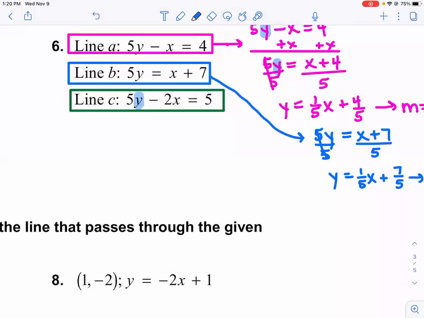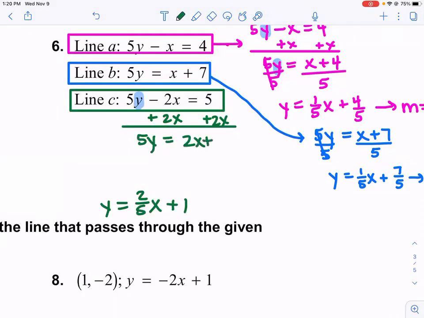All right, eyes up here. Abby, what did you get? I got y equals 2/5 x plus 1. In order to get y equals 2/5 x plus 1, Avery, what did she do first? So first you make the equation into 5y equals 2x plus 5. So you added 2x to both sides? Yes. So we add 2x to both sides, so we have 5y equals 2x plus 5.